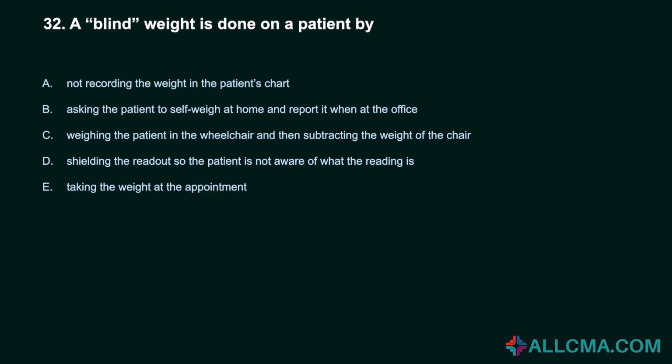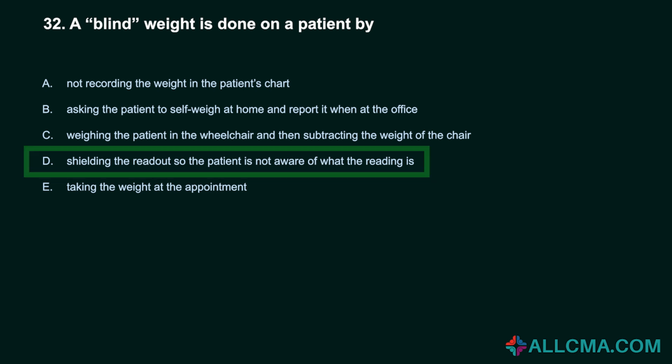32. A blind weight is done on a patient by A. Not recording the weight in the patient's chart. B. Asking the patient to self-weigh at home and report it when at the office. C. Weighing the patient in the wheelchair and then subtracting the weight of the chair. D. Shielding the readout so the patient is not aware of what the reading is. E. Taking the weight at the appointment. Correct answer, D. Shielding the readout so the patient is not aware of what the reading is.